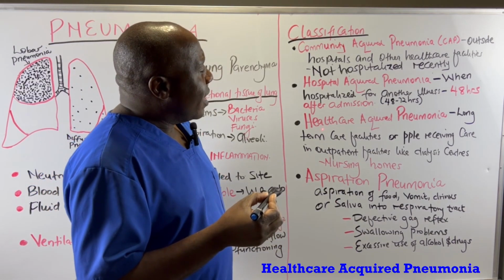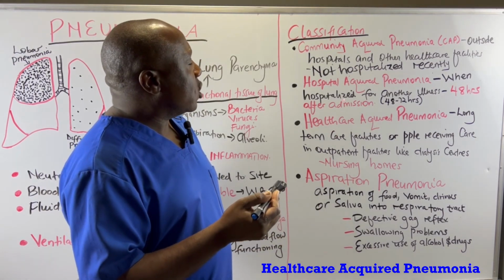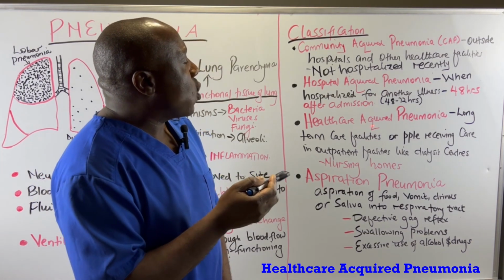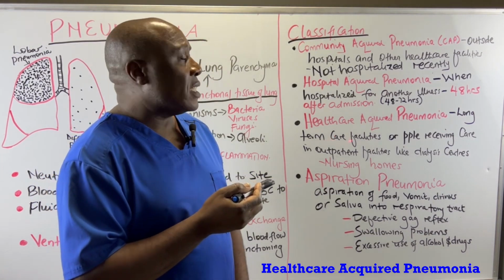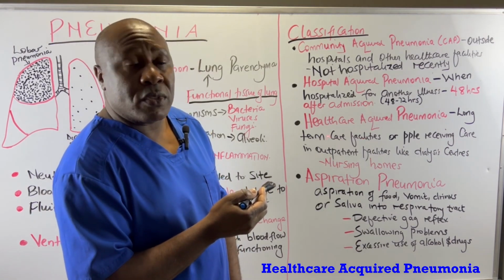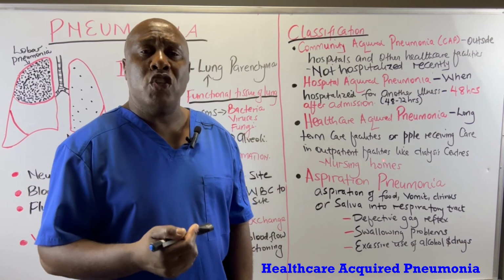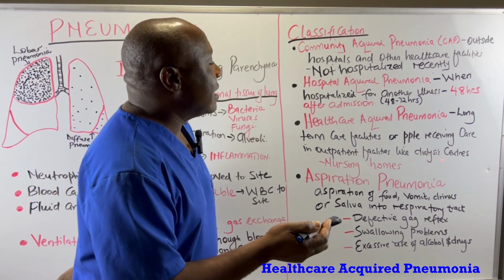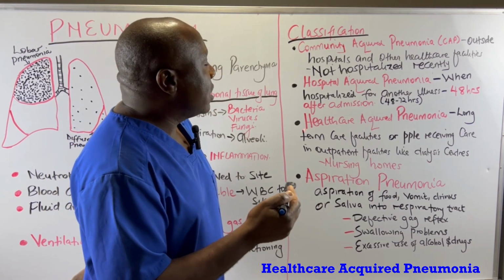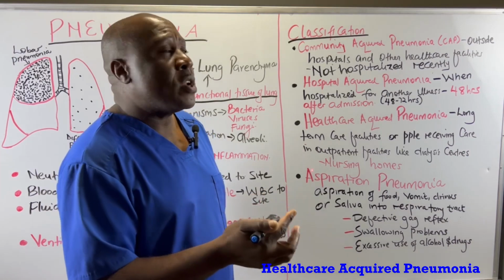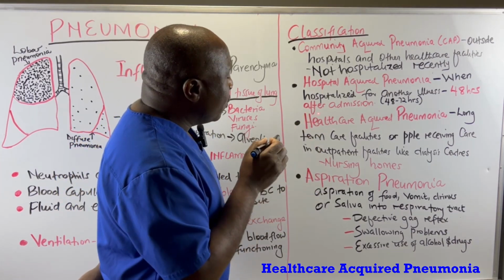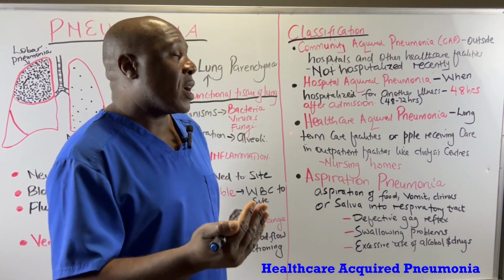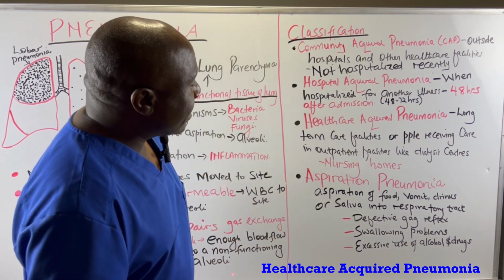Now, we also have healthcare-acquired pneumonia. This is almost the same as hospital pneumonia, but this one is acquired in long-term care facilities like a nursing home. Or it may also be contracted by people who are receiving treatment in outpatient facilities like a dialysis center. So this type of pneumonia is referred to as healthcare-acquired pneumonia. It's almost the same as hospital-acquired, only that you get it in long-term care facilities like a nursing home or outpatient care facilities like a dialysis center.